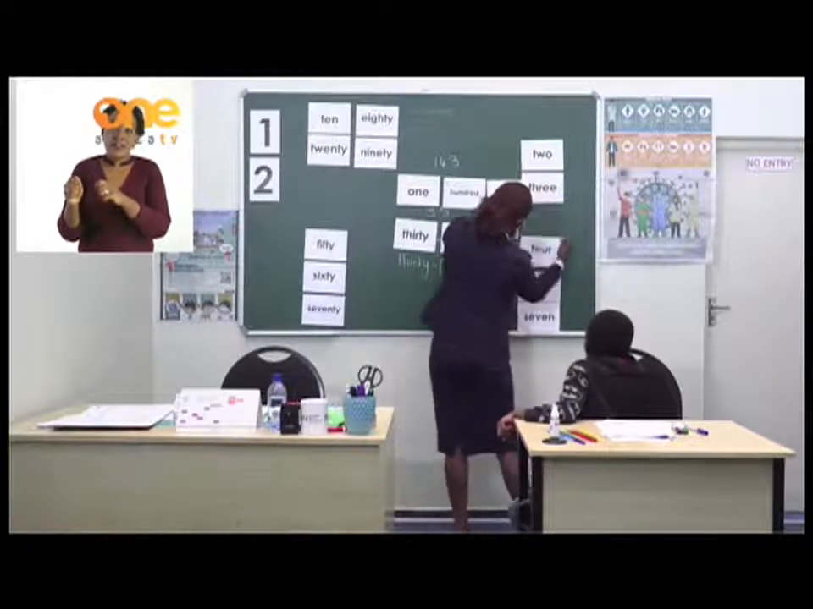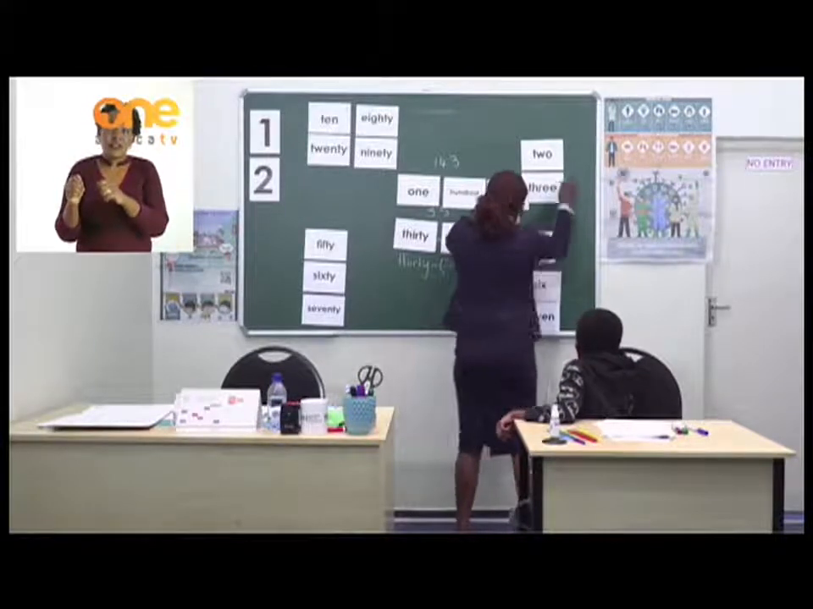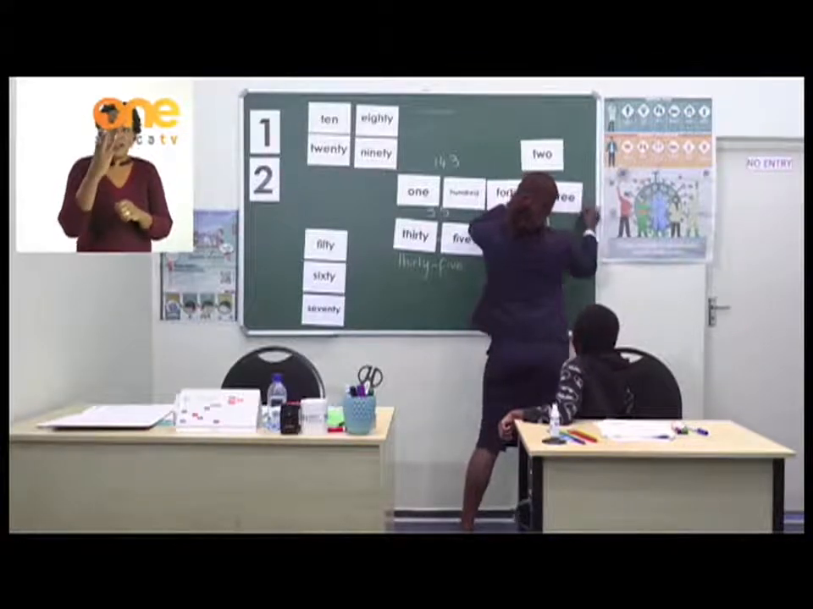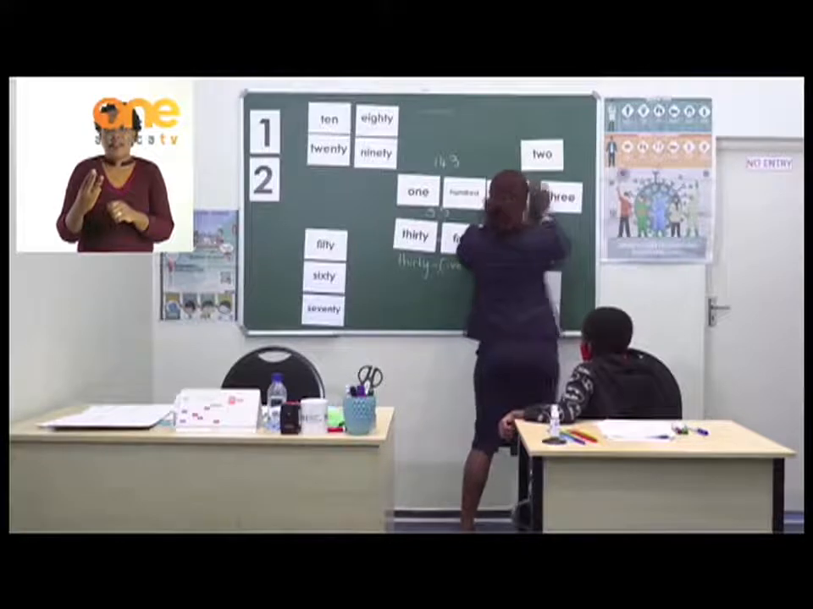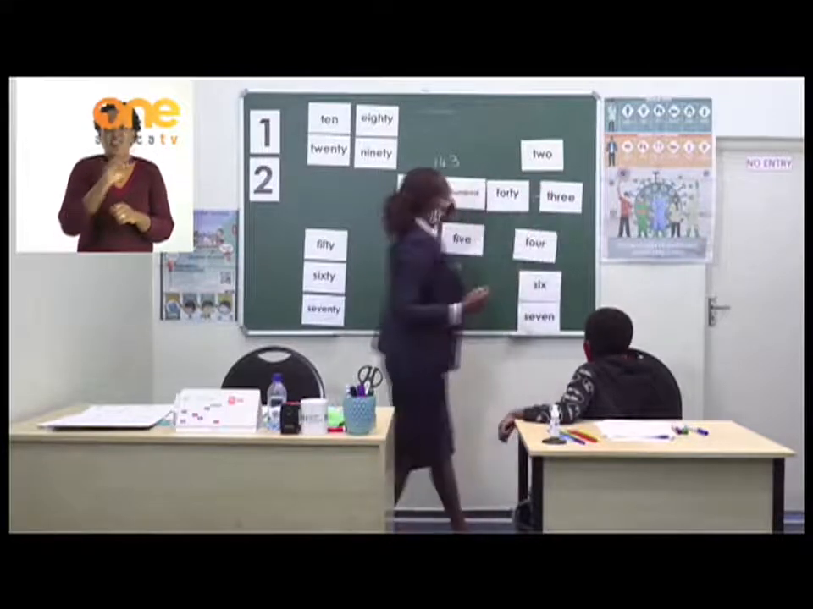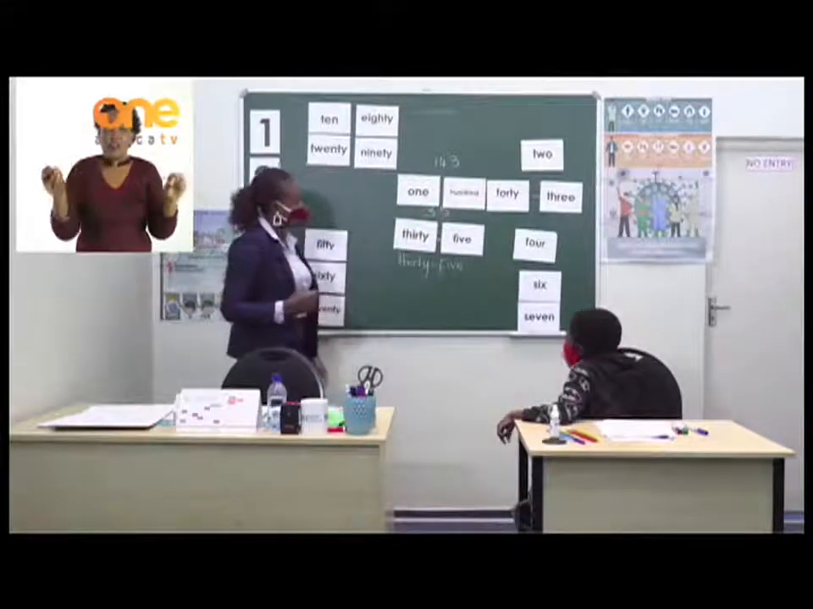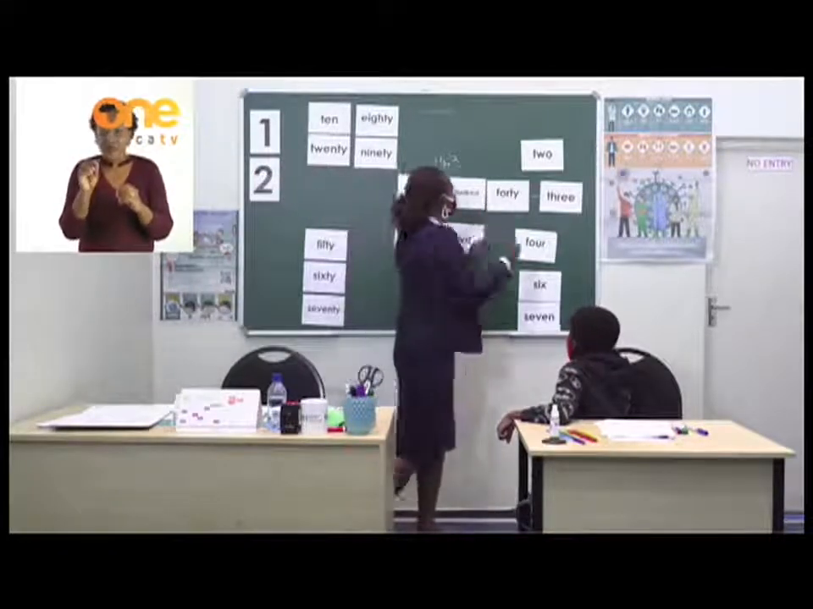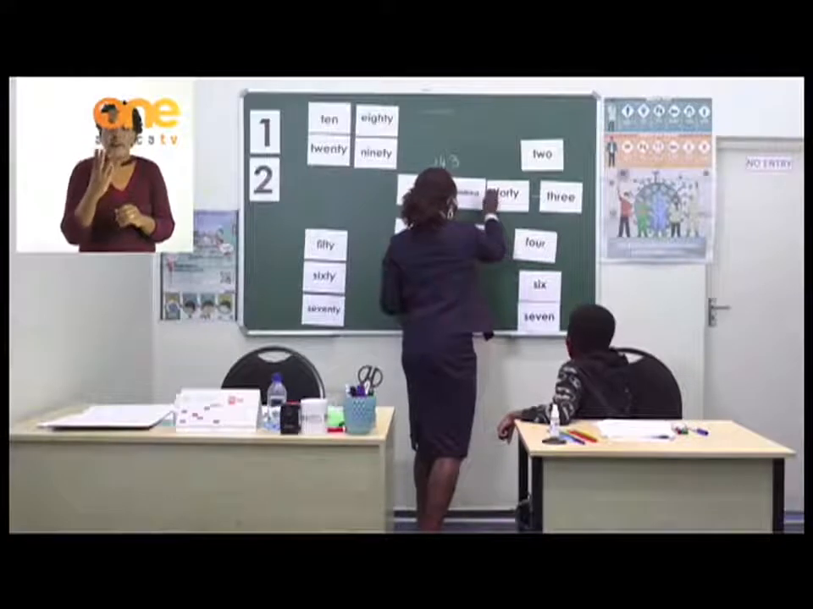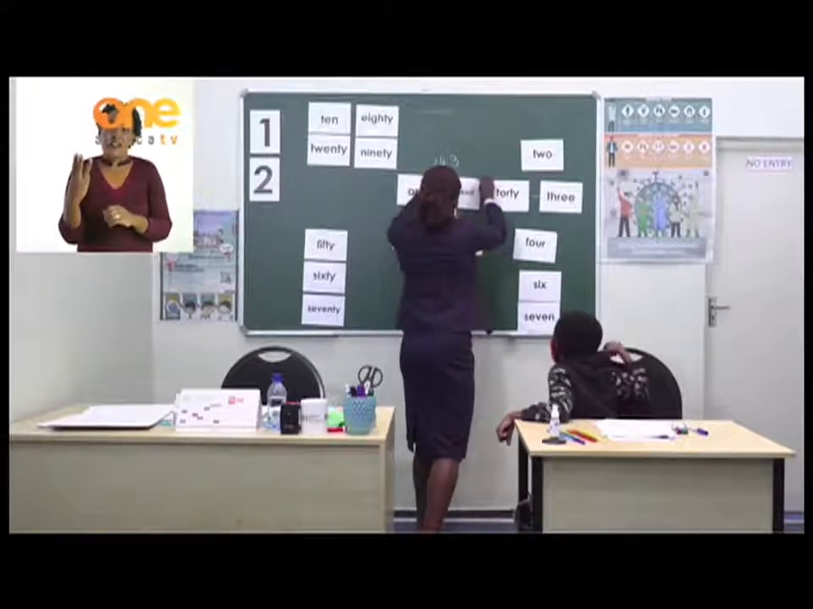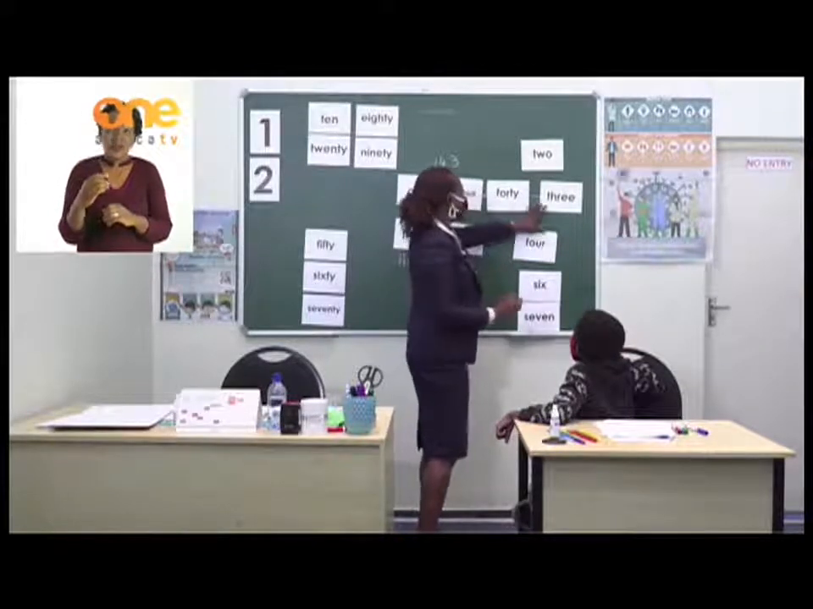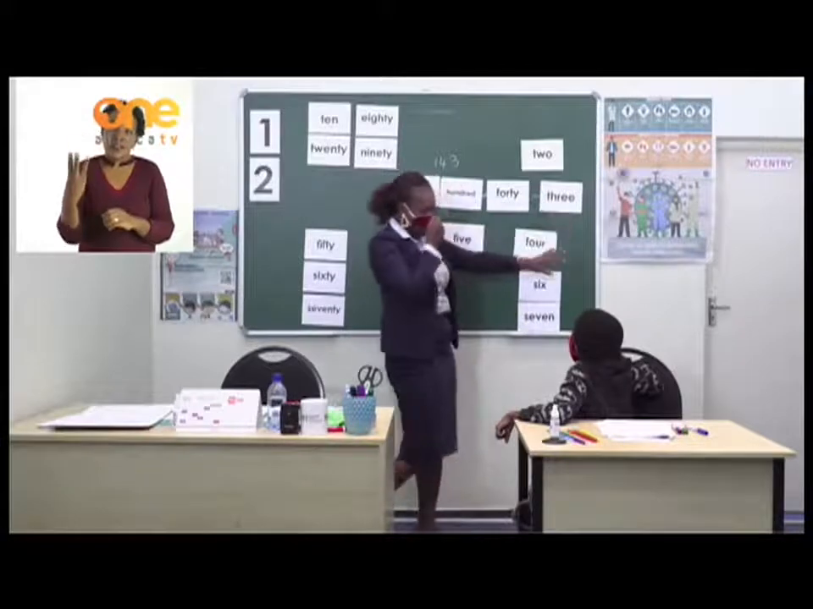Okay, let me remove this. Then I'll take my 3. So this will be your number. And don't forget to put the line. So this is 143. You put "and." 143.